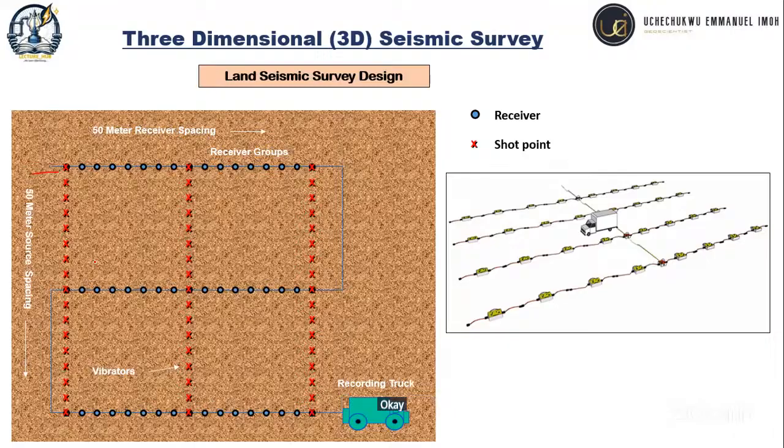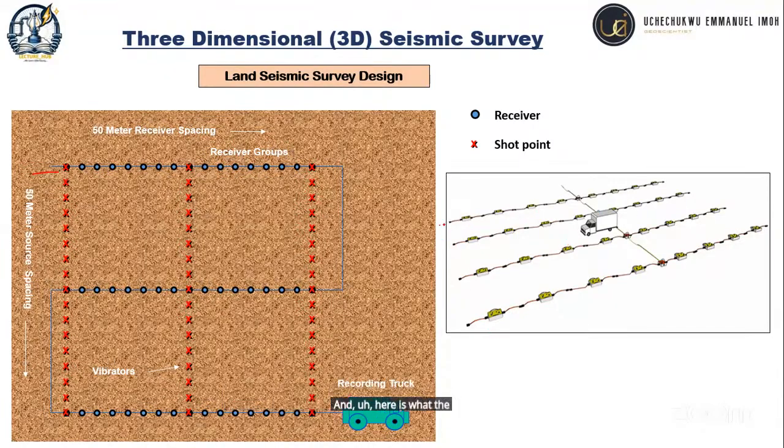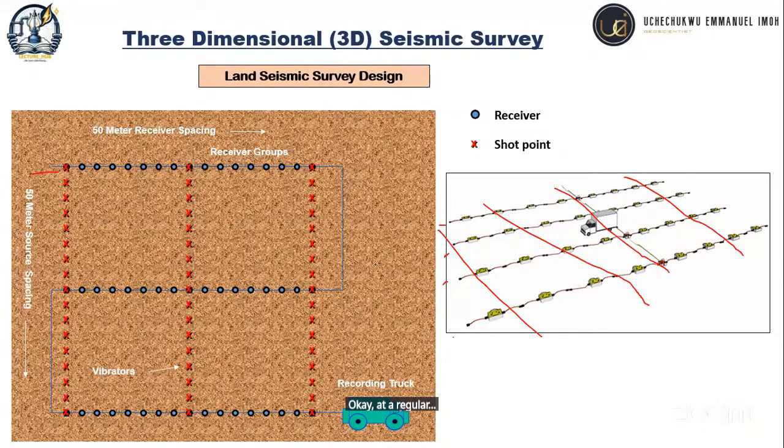Okay, so for land acquisition, this is typically what it will look like. The geometry will look like this for an orthogonal acquisition design. And here is what the receiver arrangement will look like. Okay, receiver lines, then the shot points will crisscross across the receiver lines at a regular interval of choice.